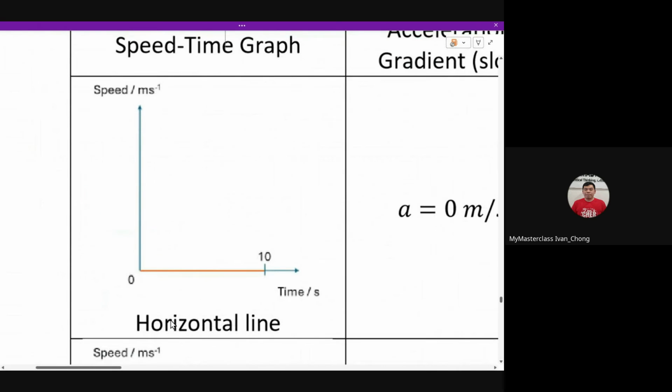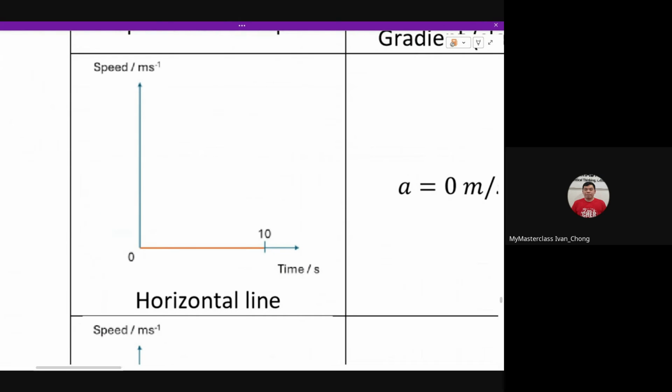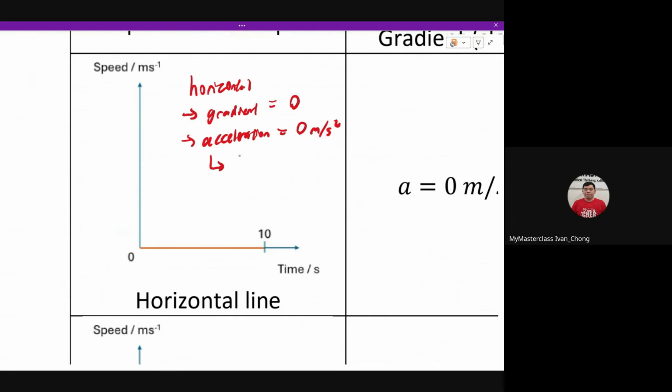Now you can see over here, a horizontal line. So ask yourself again, horizontal, what does it mean? Gradient is 0. And then ask yourself, what's your gradient? My acceleration is my gradient. It's 0 meters per second square, right? So if I have 0 acceleration, I either have constant speed, but in this case, what's your speed? Your speed is 0. What does it mean? I am stationary.